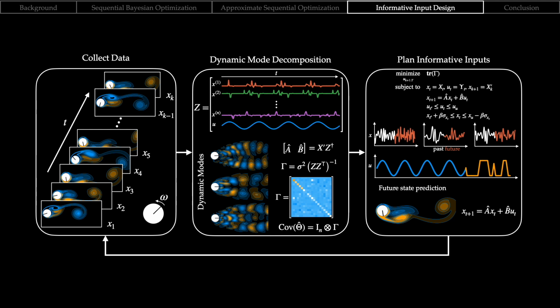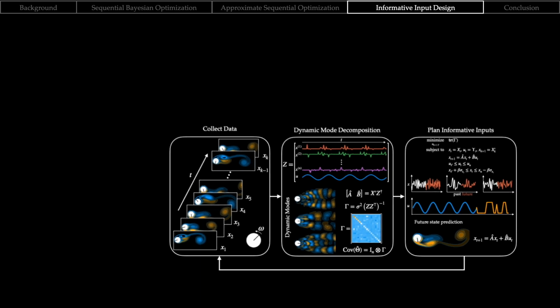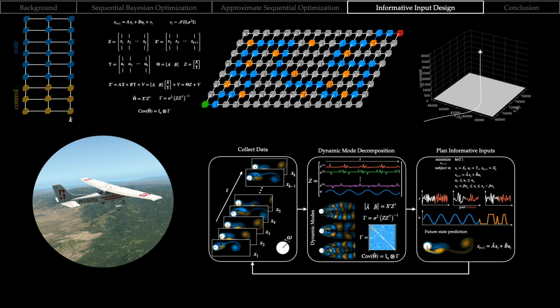And so zooming out here now on this informative input design work, we were looking at this system identification problem where we're trying to plan these control inputs into the future to reduce our uncertainty in the underlying system. We looked at these medium-sized state space problems as well as how to scale this to larger problems as well.